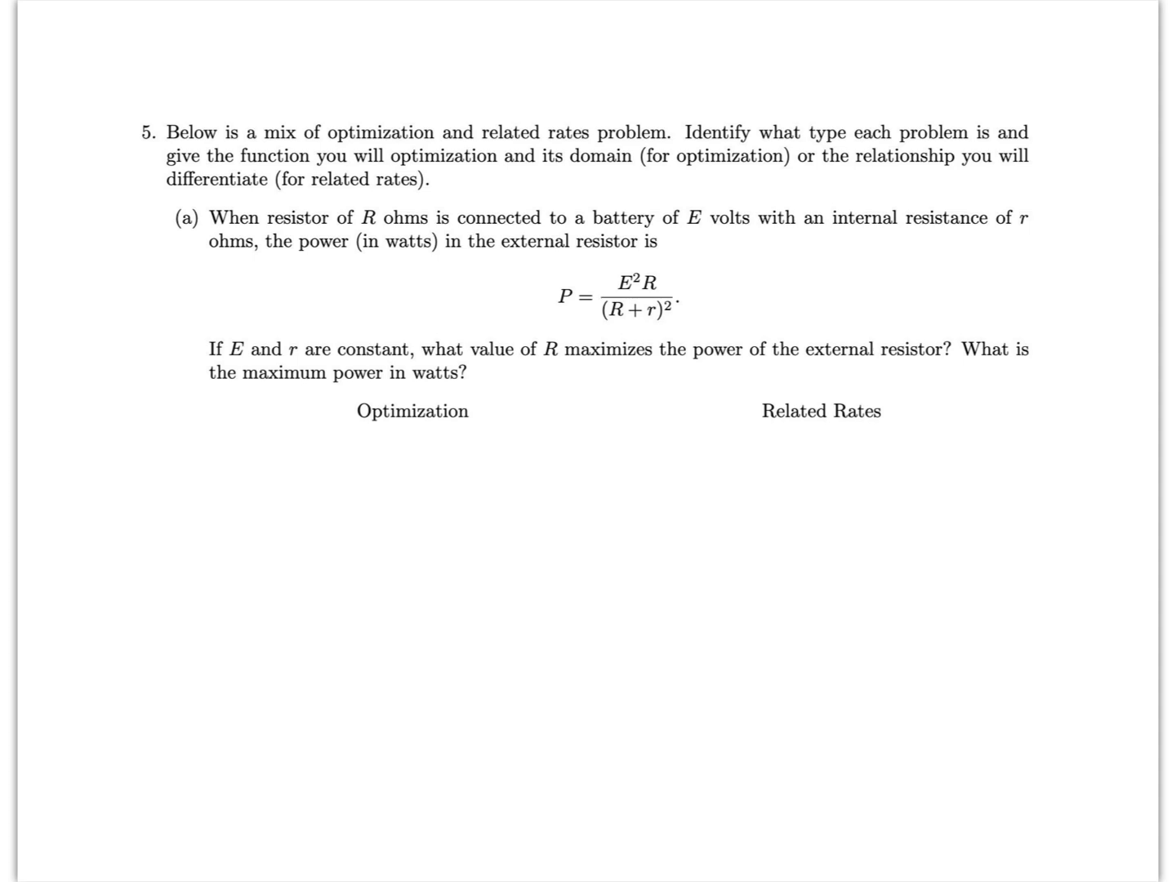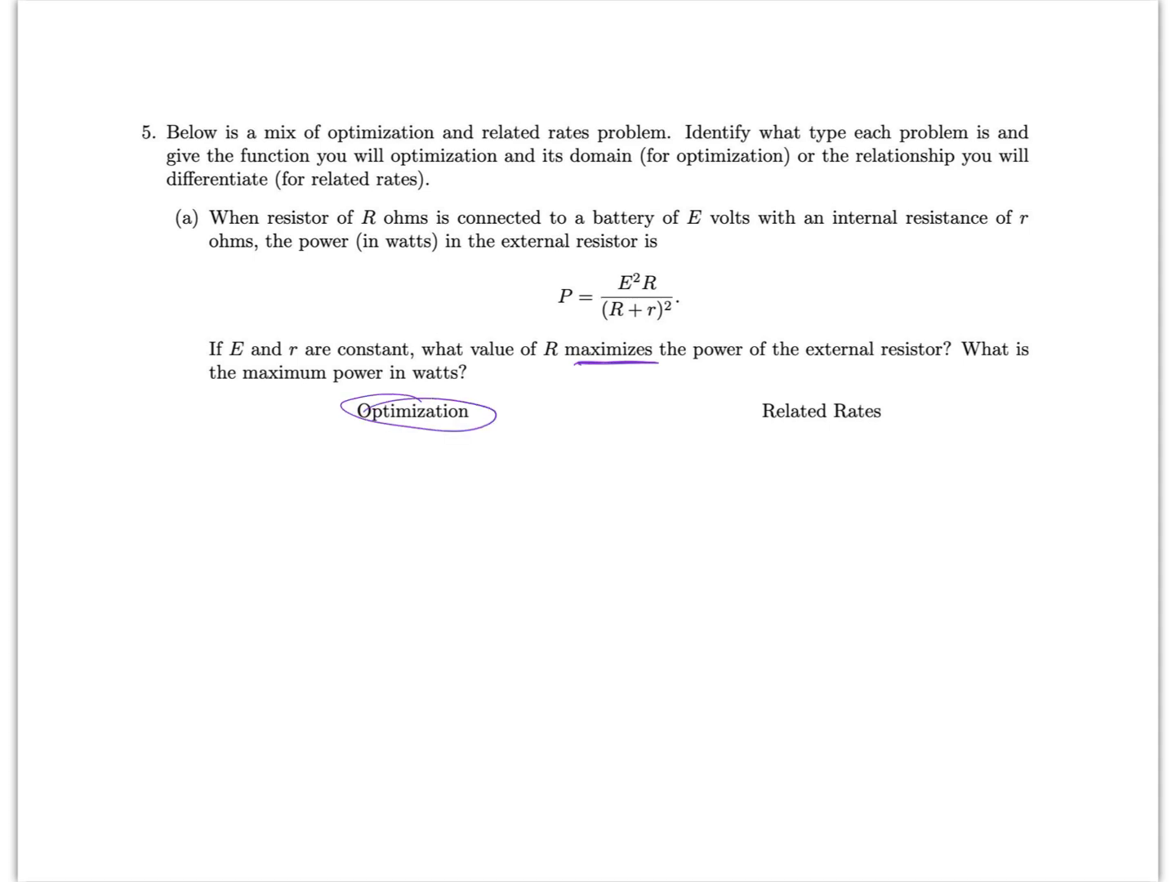Okay, so first question. When a resistor of R ohms is connected to a battery of E volts with an internal resistance of little r ohms, the power in watts in the external resistor is P equals E squared capital R over capital R plus little r squared. If E and little r are constant, what value of capital R maximizes the power of the external resistor? So I see this word maximizes and we're going optimization.